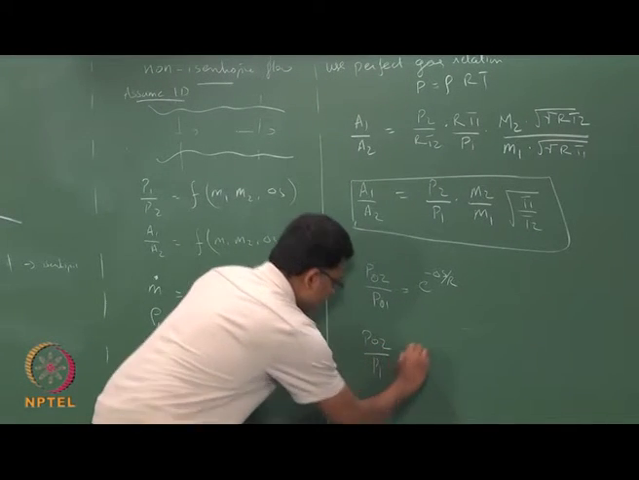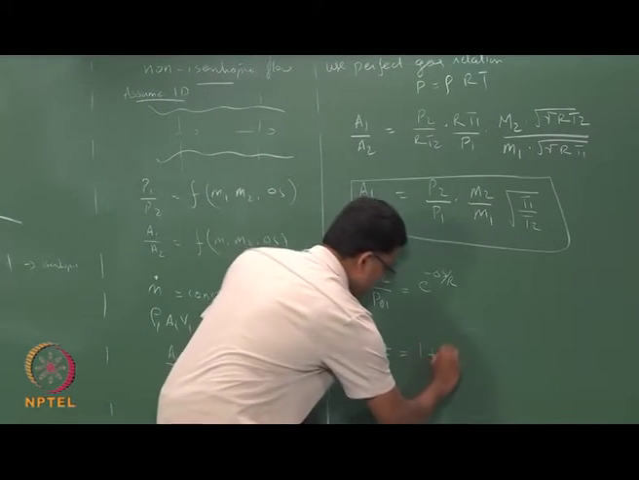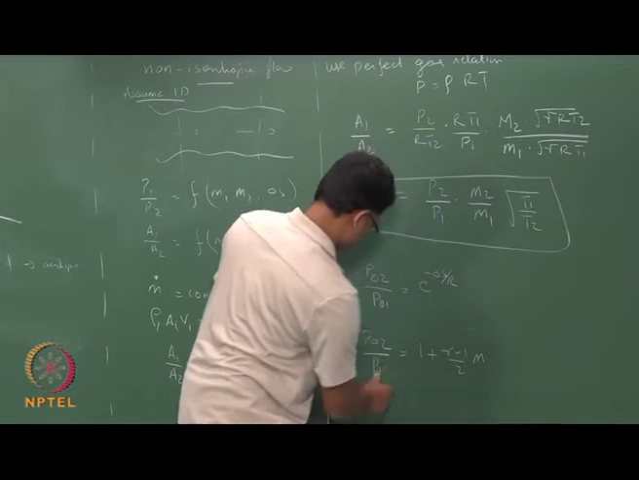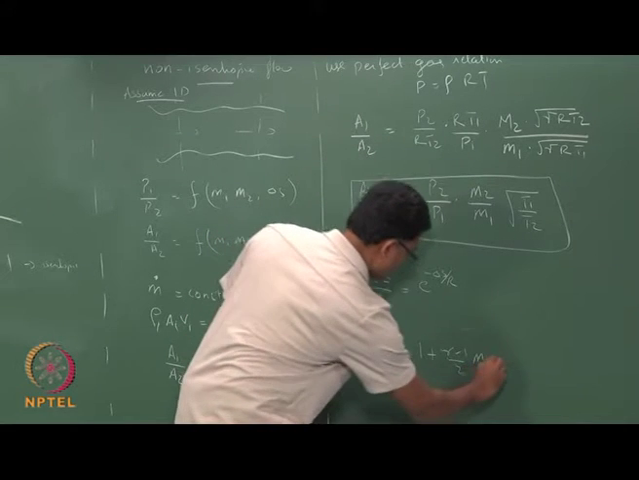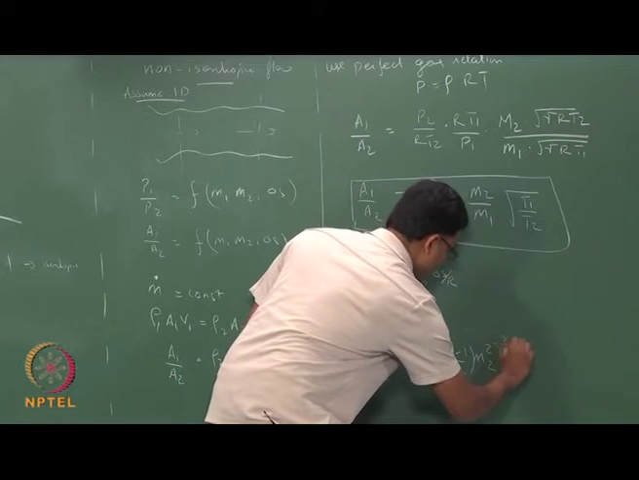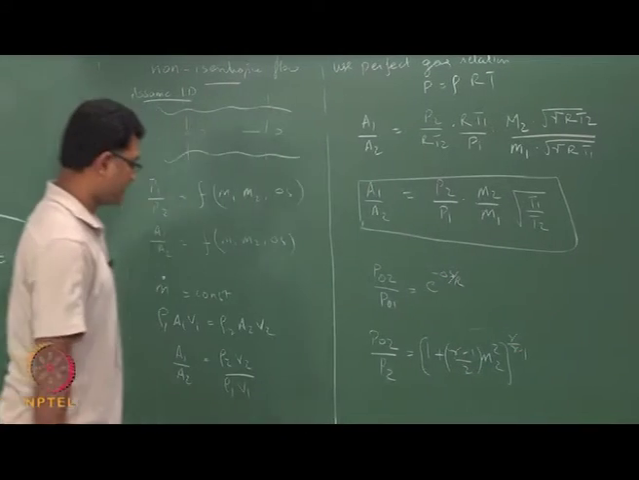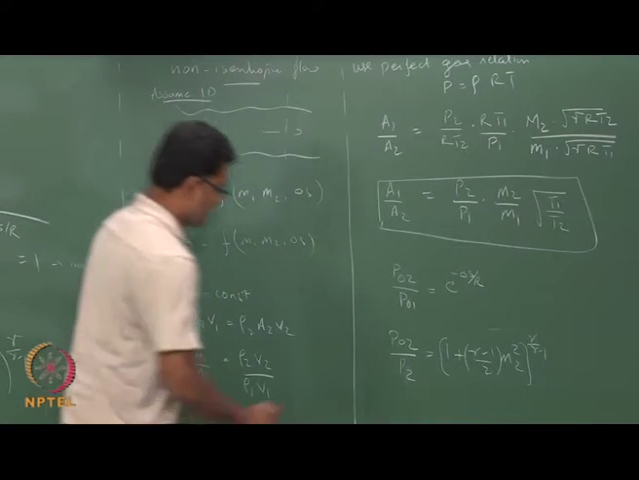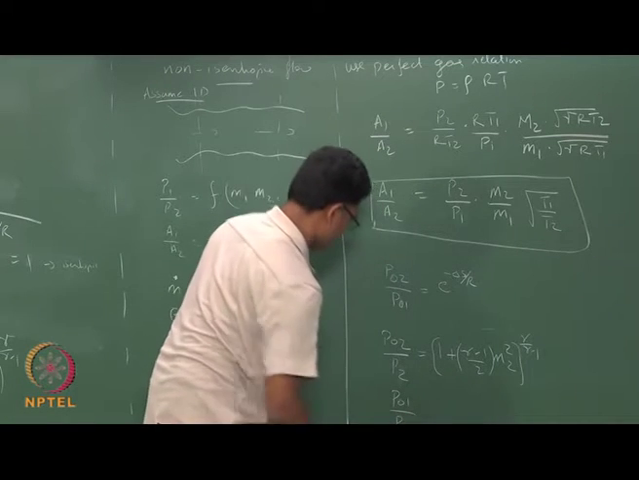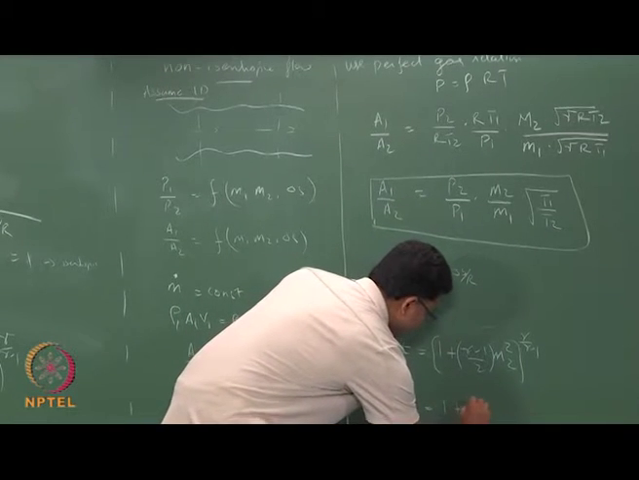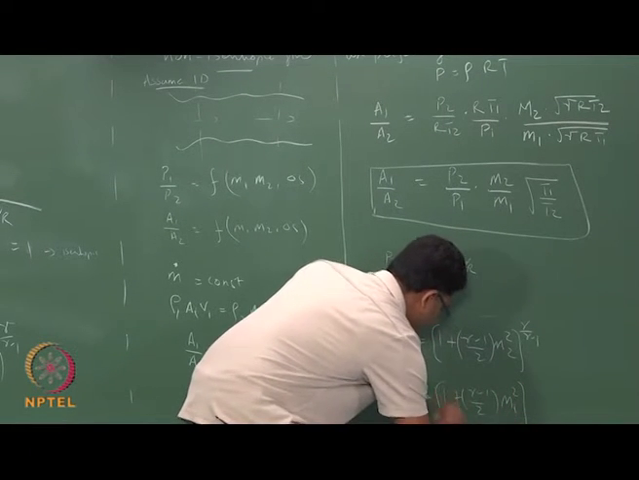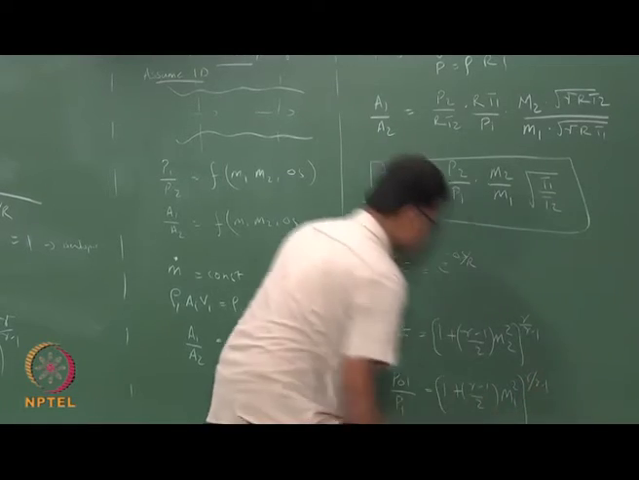P02 by P1 is 1 plus (gamma minus 1) by 2 M2 square to the power gamma by gamma minus 1. Likewise, I have P01 by P1 equals 1 plus (gamma minus 1) by 2 into M1 square to the power gamma by gamma minus 1.